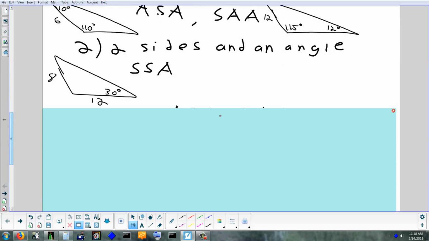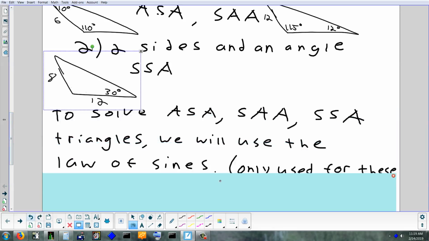So you know two sides, and the angle that you know is not between the two sides. That would be SAS. We can't do SAS with the law of sines. That doesn't work. Right? So if you have two sides, they've got to give you the angle that's not the one between them. That's the one between them. If I gave you that one, we would use law of cosines. But we're not going to learn that yet.